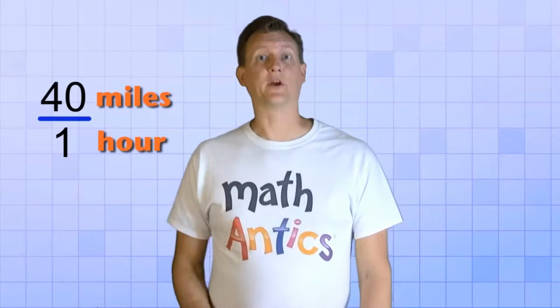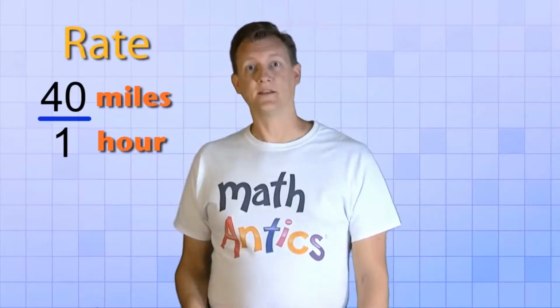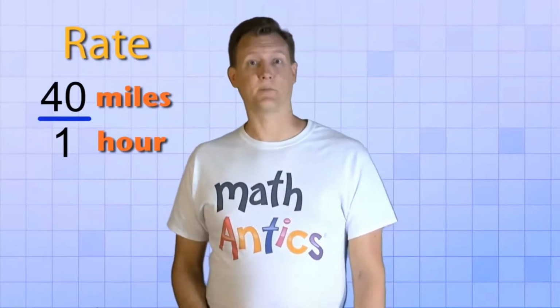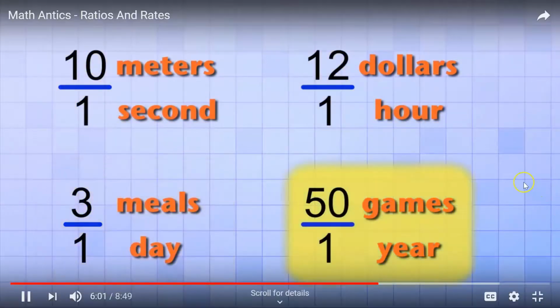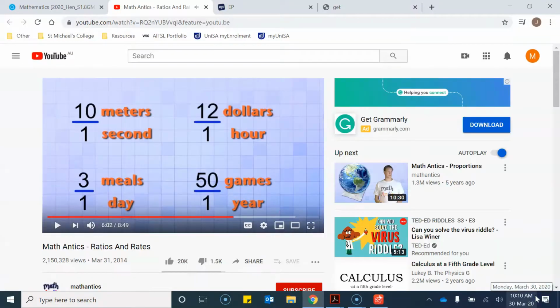40 miles per 1 hour is a type of ratio that we call a rate. A rate is just a ratio that usually involves a period of time. Here are some common examples of rates. 10 meters per second, $12 per hour, 3 meals per day, 50 games per year. Alright, we'll leave it there because we're not actually going to look at rates today, but at least he's given you a quick introduction to what a rate is also.